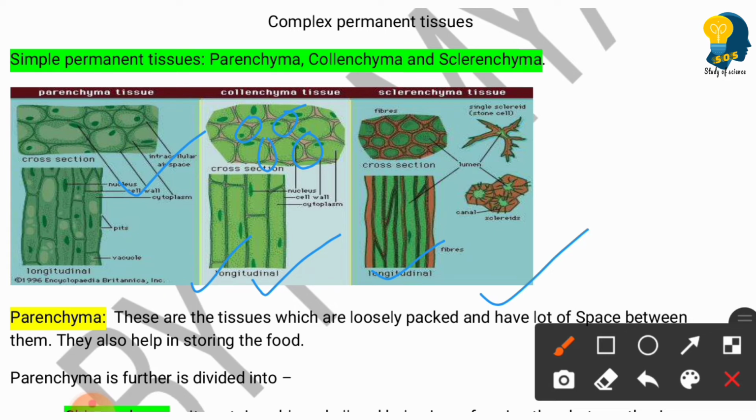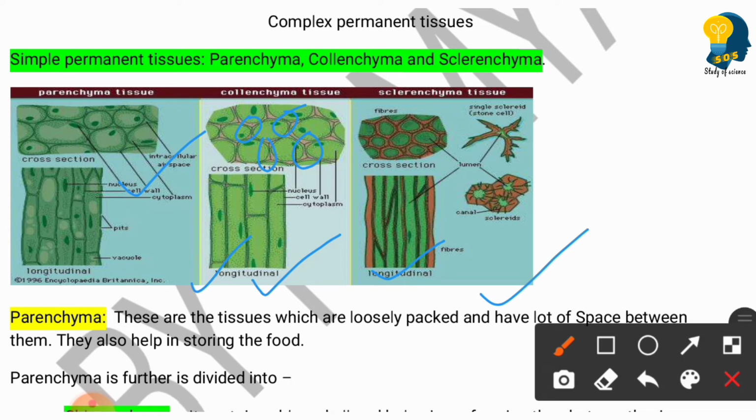They do not have intercellular spaces. In Sclerenchyma tissues, the cells do not have space between them. There are no intercellular spaces between them. Okay, and most of the Sclerenchyma cells are dead.